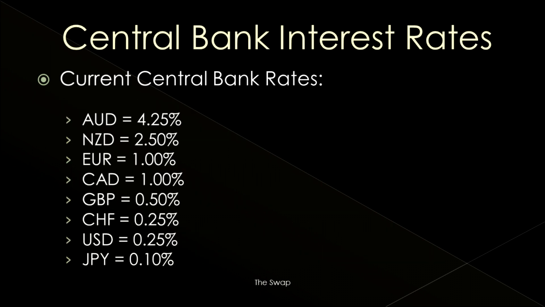Now, here's an example. These would change, but for example, you could have various current central bank rates as being the Aussie at 4.25%, New Zealand dollar at 2.5%, euro at 1%, Canadian dollars at 1%, pound at 0.5%, Swiss franc at 0.25%, USD at 0.25%, and Japanese yen at 0.10%. These are examples that fluctuate over time.